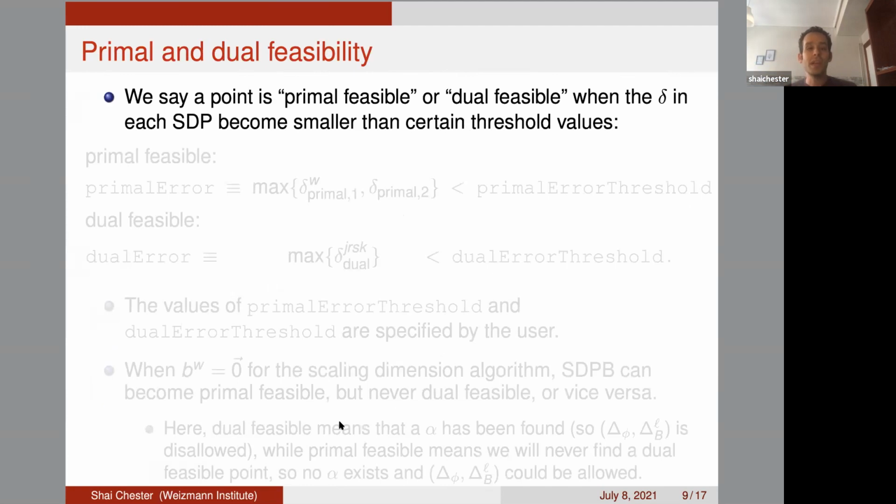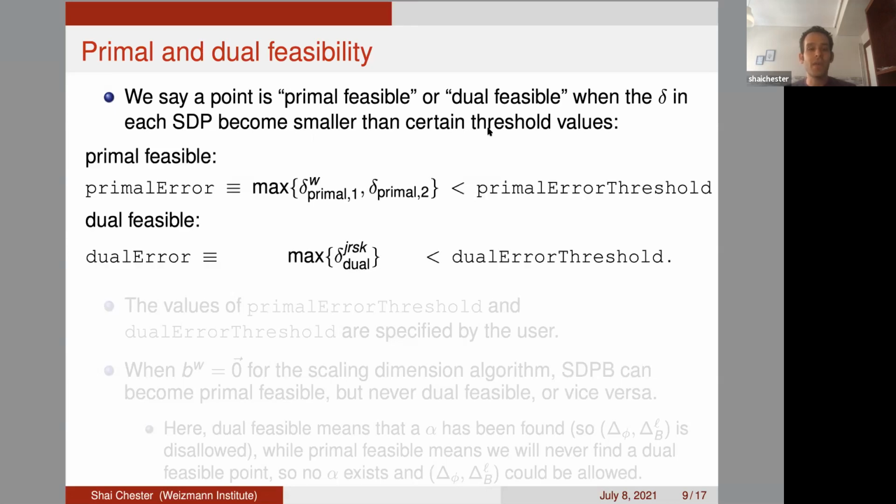Okay, so we say a point is primal feasible or dual feasible when the deviation in each SDP becomes smaller than a certain threshold value. So for instance, we can define the primal error as the maximum of either of the two primal deviations, because remember, for the primal program, there were two kinds of deviations. And then you as the user input some primal error threshold, and whenever the primal error is smaller than the primal error threshold, you just declare that it is primal feasible.